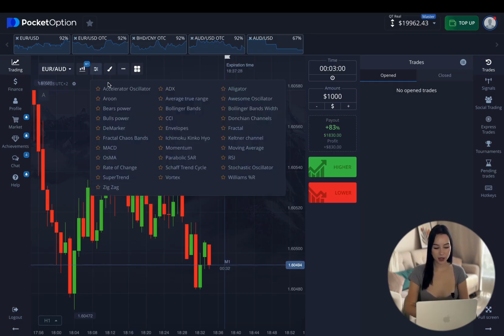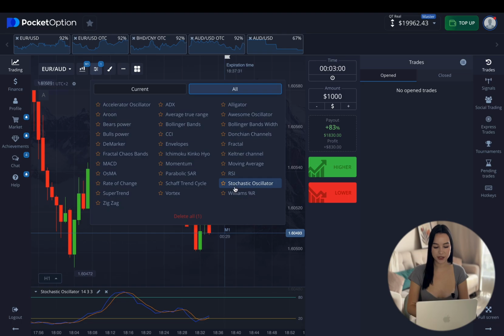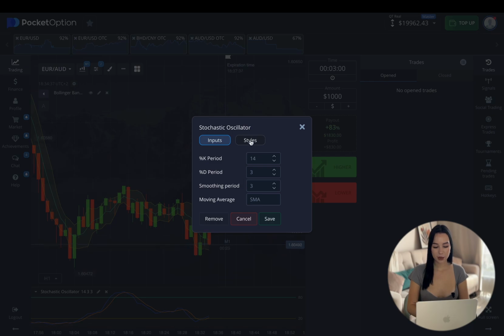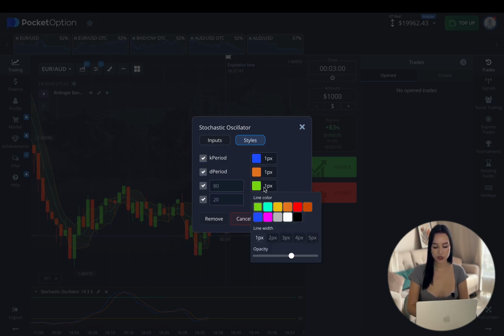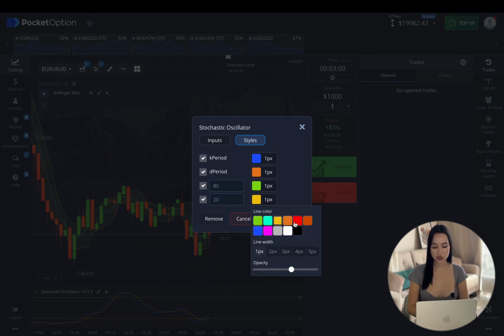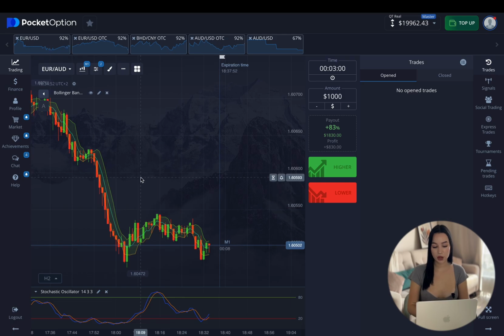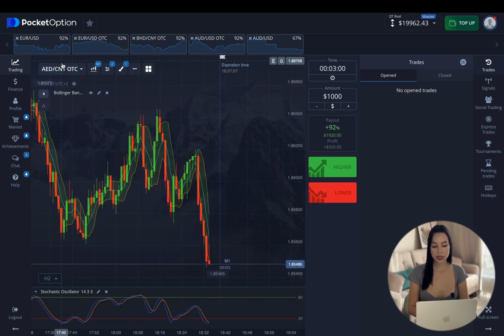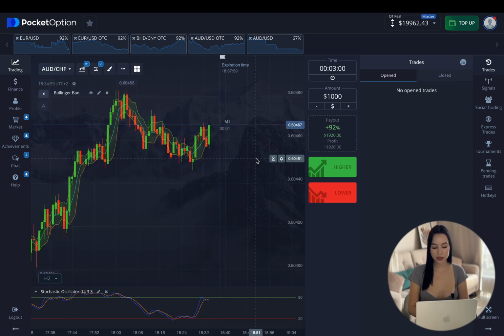So less words, more actions as usual, and let's get started. So guys, here is our Pocket Option, and first we need to choose our indicators, Stochastic Oscillator and Bollinger Bands. Here it is. So let's start with Stochastic. We don't change the numbers and we just change the colors. Here we change it to green and here we change it to red, and we click save. For the Bollinger Bands, you could also change the colors, but it's not really important for our strategy, so you can leave it just like this.